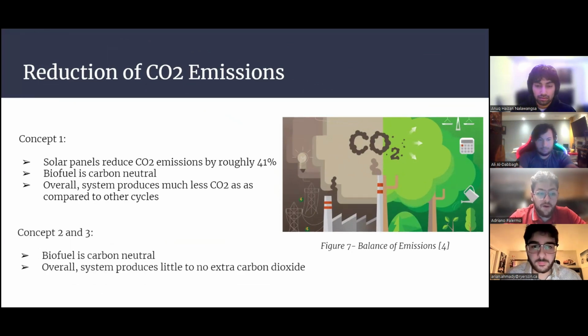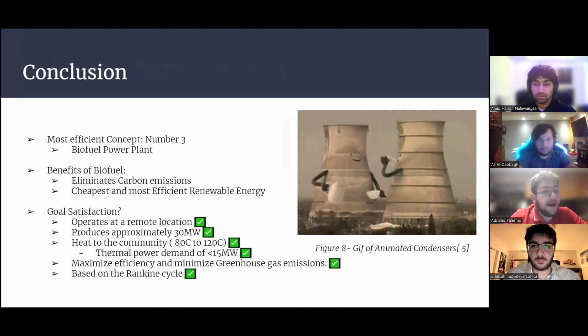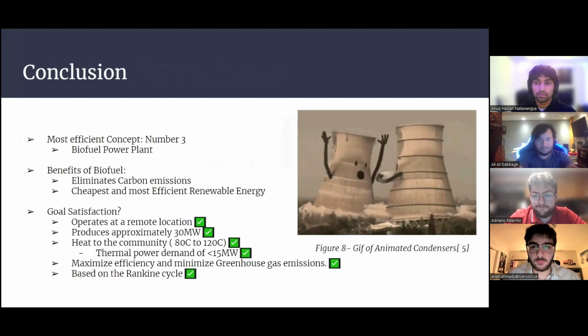For concept 2 and 3, however, because we remove solar panels, we only have biofuel as a source of power. Because this is carbon neutral, little to no extra carbon dioxide is produced into the atmosphere. Hence, the efficiency of our system in terms of CO2 production is very good. I'll now hand the mic over to Ali for the conclusion.